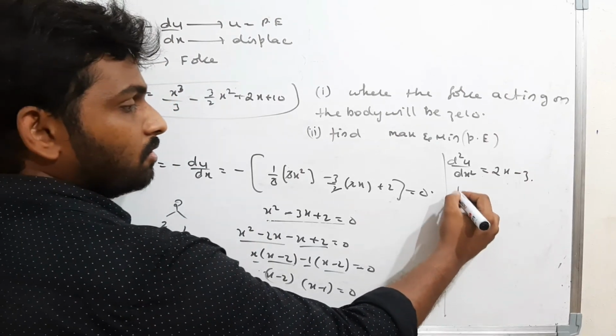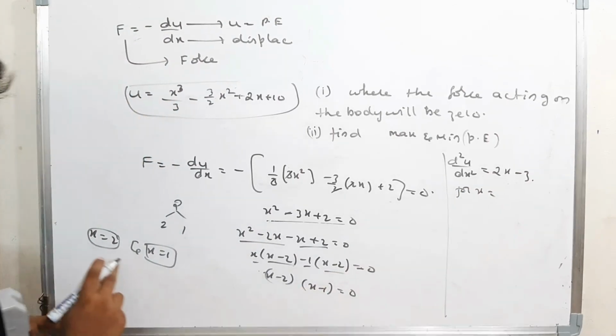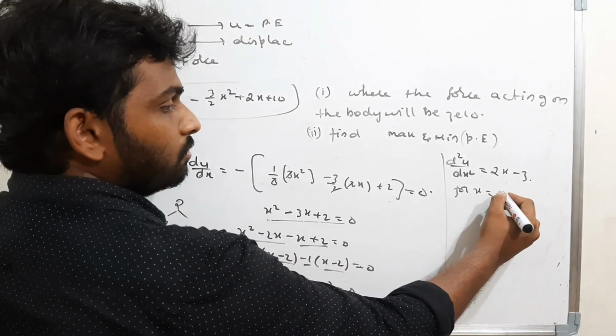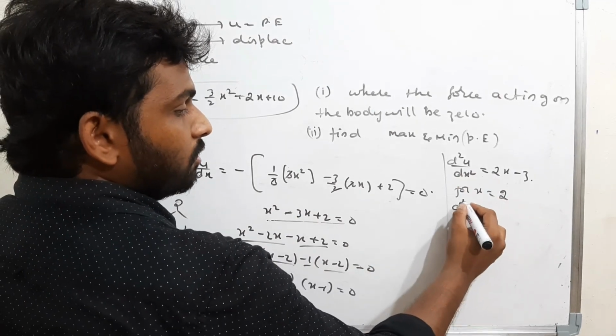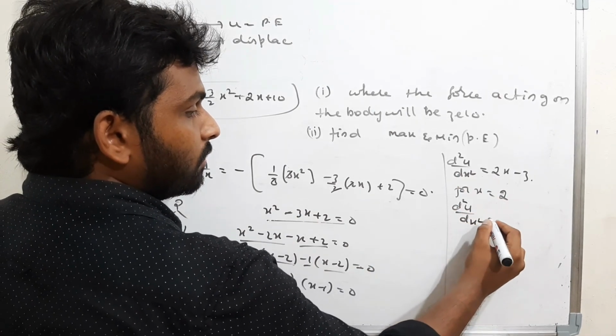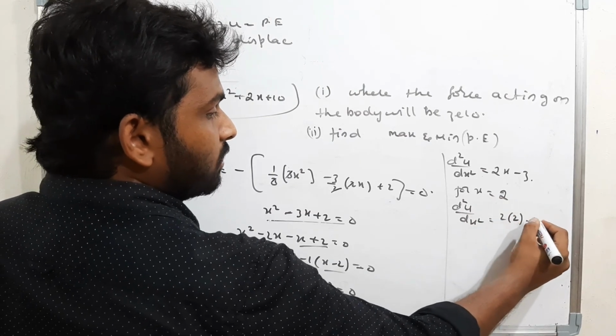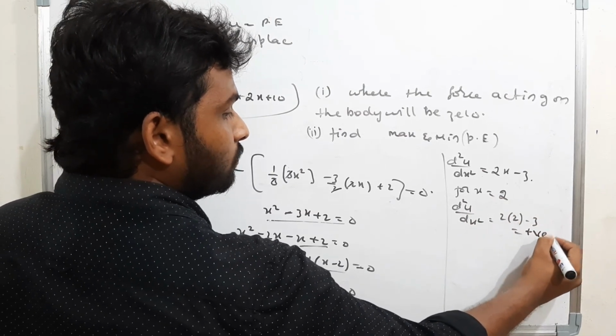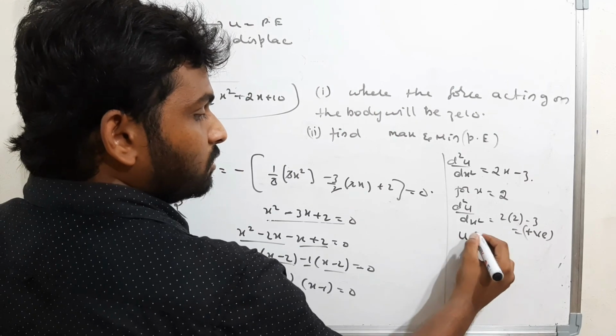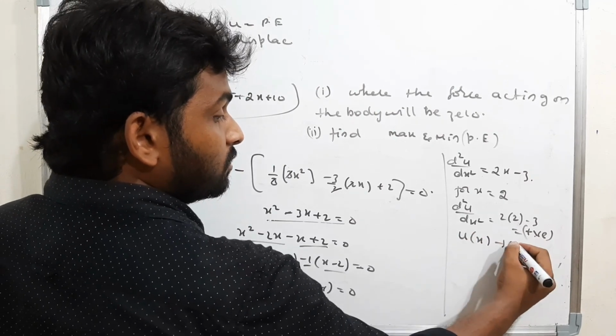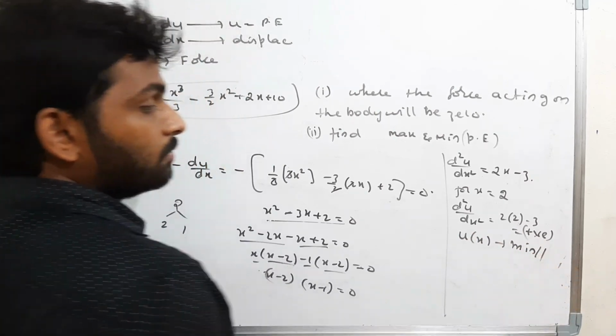Now for the roots, first x is equal to 2. For x is equal to 2, what is the value of d square u by dx square? 2 into 2 minus 3, which is a positive value. Therefore the double differentiation is positive, which means that here the potential energy is minimum.